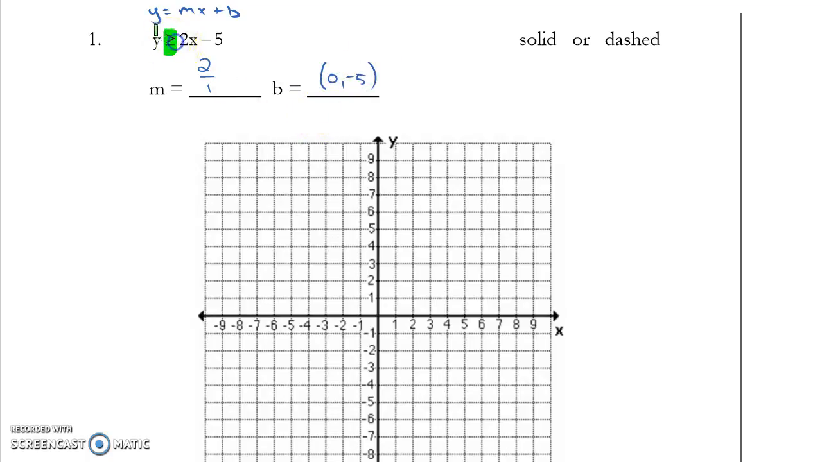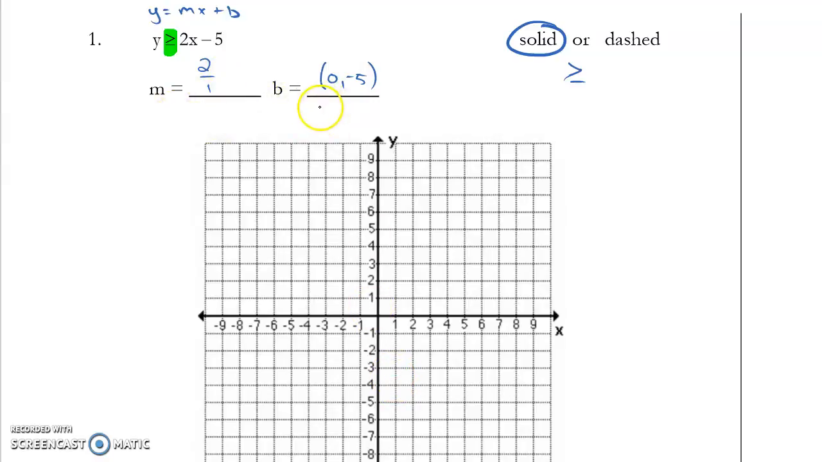Now I look at my symbol. The symbol is going to be what tells me solid or dashed. A greater than or equal to symbol, because of the or equal to, is my solid line. That's where we fill this in. Dashed is when it's greater than or less than, not an or equal to. That's all the prerequisite information we need. We need to know that before we start graphing, because when I connect my line, I need to know whether it's going to be a solid line or a dashed line.